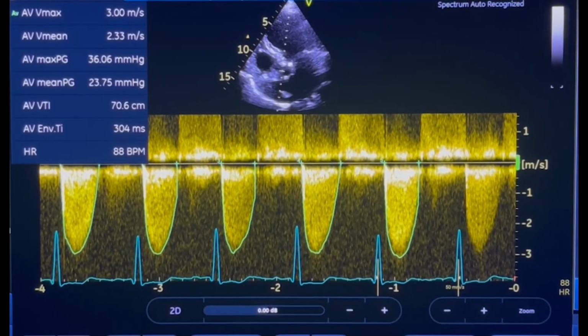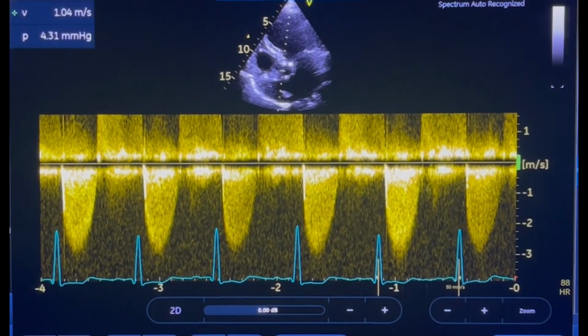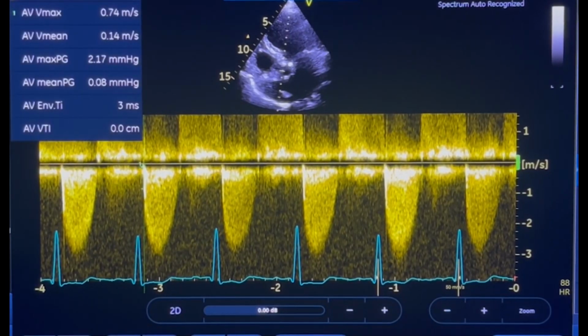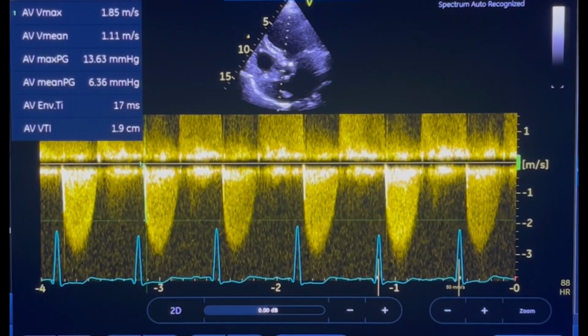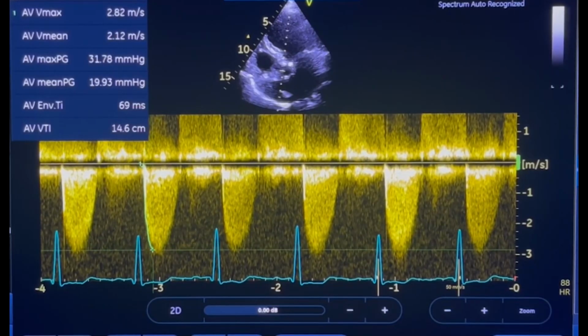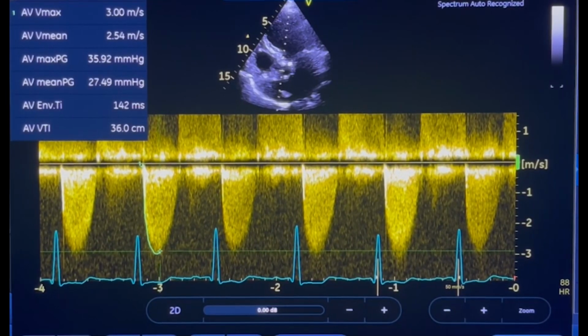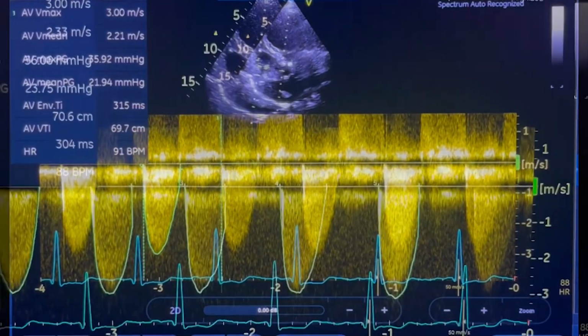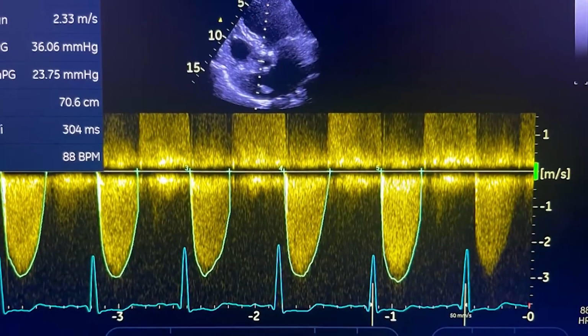Usually more than 3 readings are required for averaging. The machine sometimes does the spectral tracing. We can do it manually also. So you notice that though the aortic valve appears severely stenosed, the maximum velocity is far less than in the previous case. It's 3 meters per second, and the mean gradient is about 24 or 25 millimeters mercury.